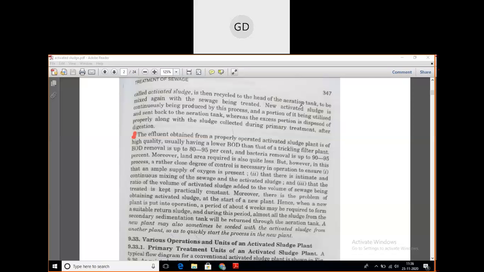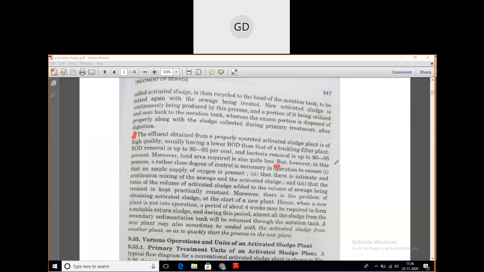So here they have given some, you see this line, that however in this process a rather close degree of control is necessary in operation. Some control is required in its operation to ensure that there is an ample supply of oxygen present. There should be ample supply of oxygen.